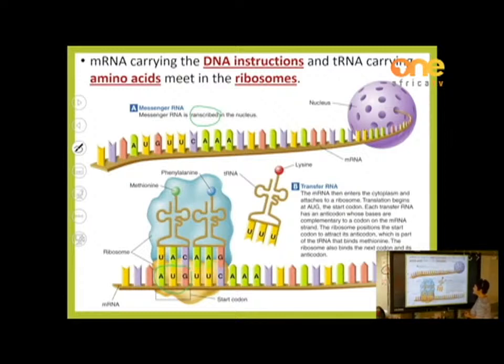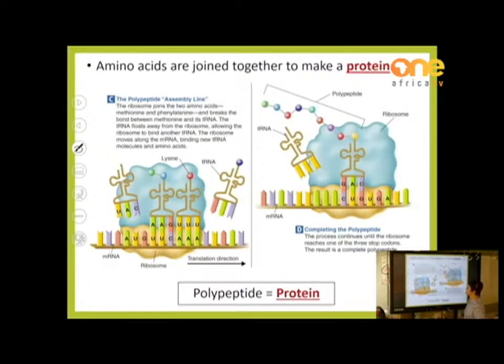The ribosome also binds to the next codon and its anticodon. And then I have an assembly line of amino acids joined by a peptide bond to form a polypeptide. When I have a polypeptide and it completes its 3-dimensional structure, I have a protein.